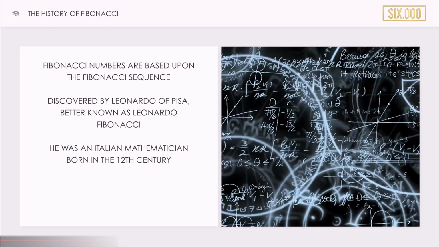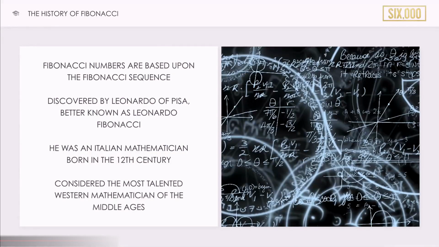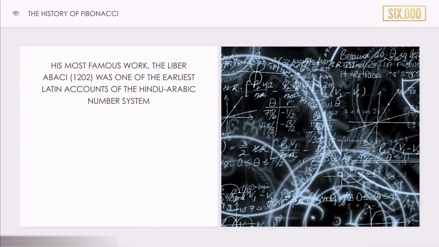He was an Italian mathematician born in the 12th century, around 1170 to 1180, and he was considered the most talented Western mathematician of the Middle Ages. His work is truly groundbreaking. His most famous work, the Liber Abaci, was published in the 13th century.